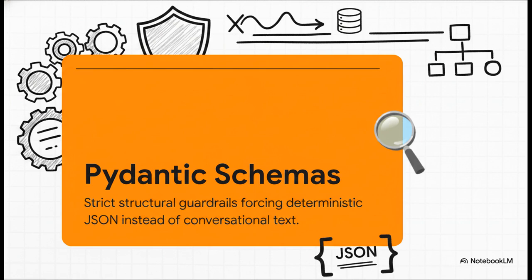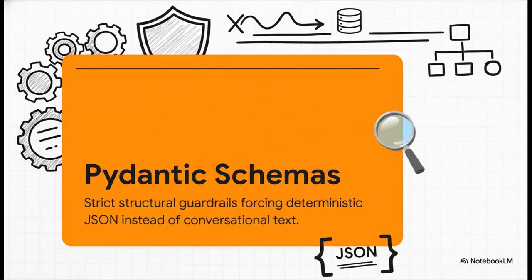In your code, you're going to define a Python class that inherits from Pydantic's base model. Inside that class, you define your exact fields. We're talking strings, integers, nested lists, whatever the downstream database requires. Then you pass that schema directly into the response schema parameter of the generate content config.